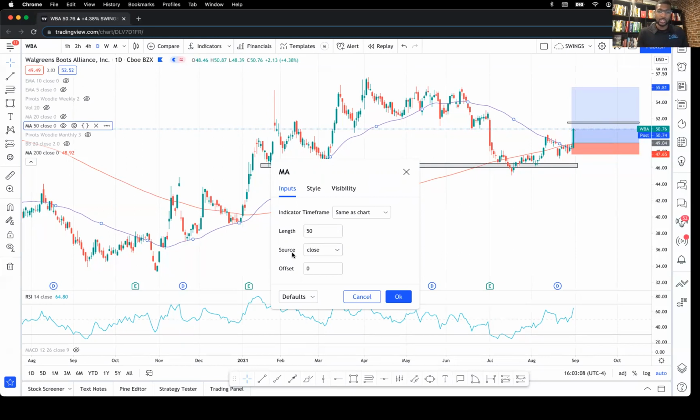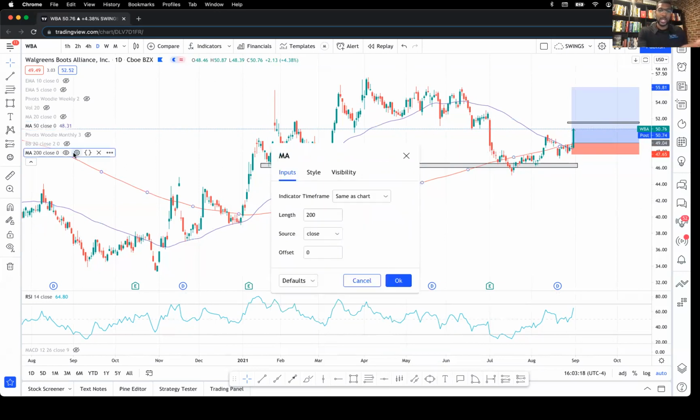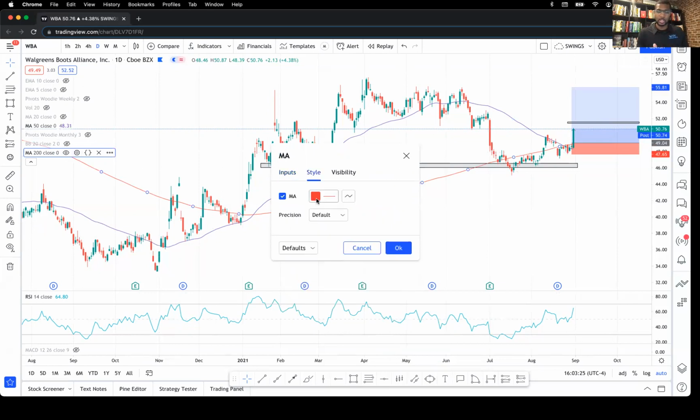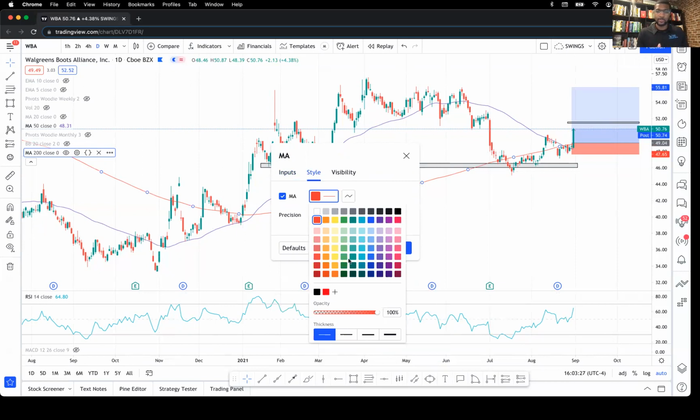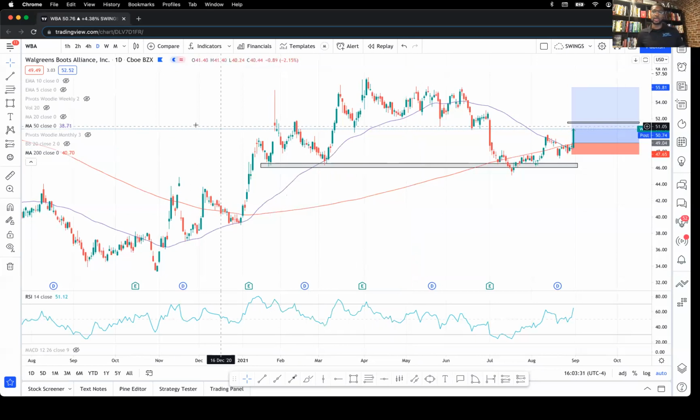I don't mess with anything else. Don't mess with close, don't mess with offset, don't mess with visibility. Everything else stays the same. Now, same thing for the 200-day. This will probably start you out as a 9. You open up the gear symbol and you change that 9 to a 200. Then you also change the color and the line if you want it thicker or slimmer, however you want to do it. Save that, you're done. That's all you have to do.